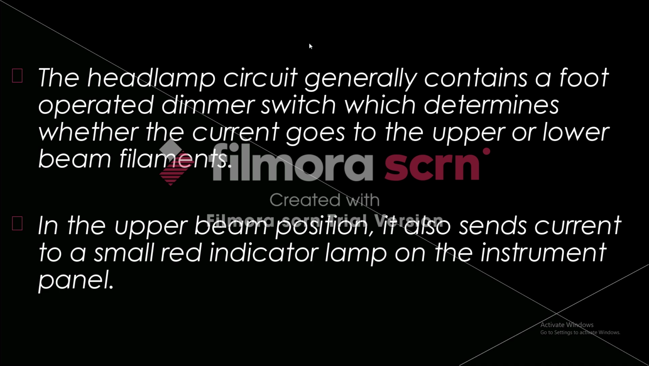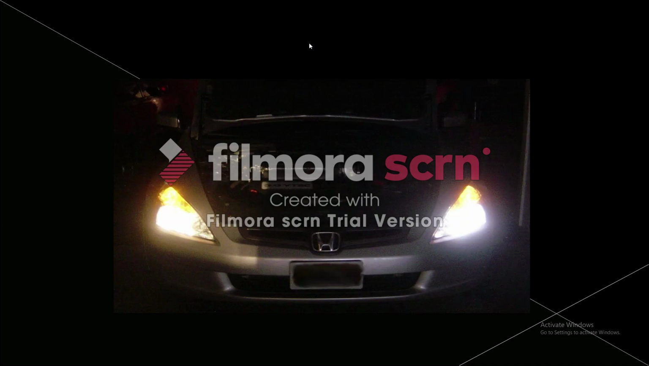The headlamp circuit generally contains a foot-operated dimmer switch, which determines whether the current goes to the upper or lower beam filaments. In the upper beam position, it also sends the current to a small red indicator lamp on the instrument panel. Nowadays, this red color indicator is replaced with a blue colored upper beam indicator. This is a typical car housing two units of headlight and also the indicators.